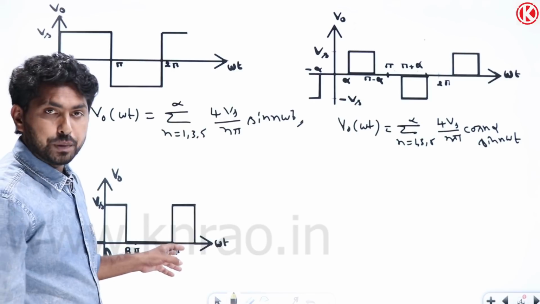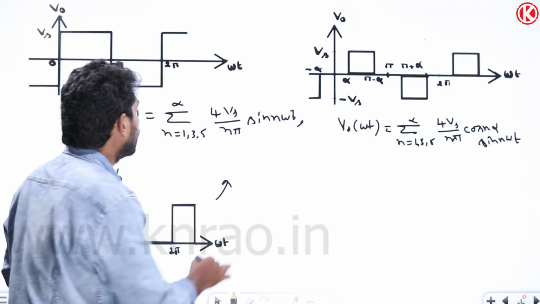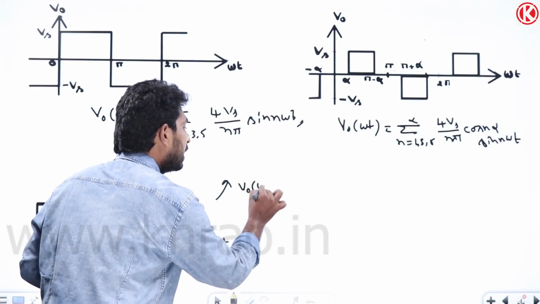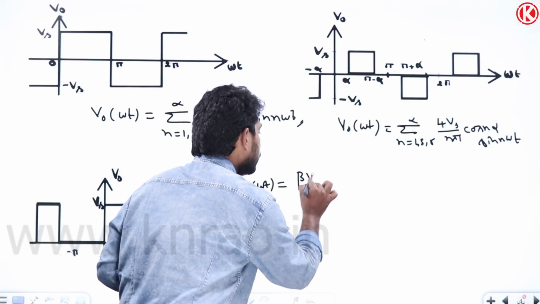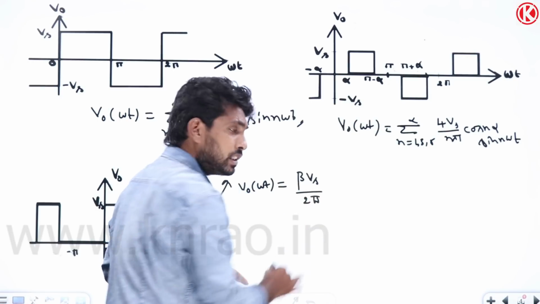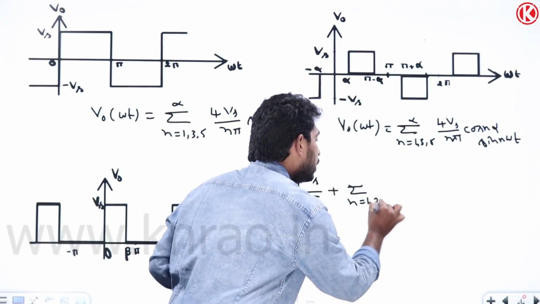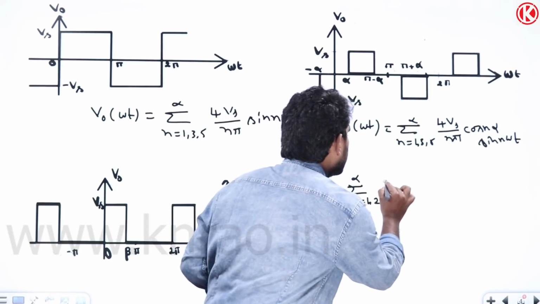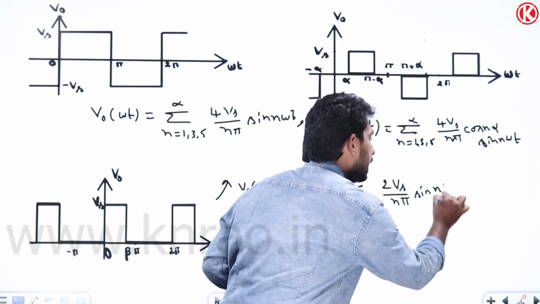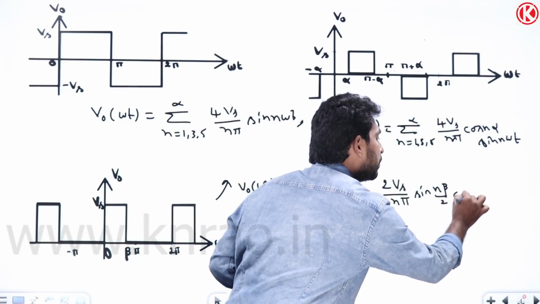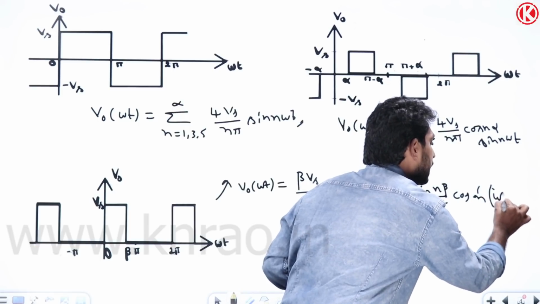And we need to write the expression for this, right? So what is the expression we got? We got the expression as V naught of omega t equal to beta Vs by 2 pi, plus sigma n equal to 1 to infinity, 2 Vs by n pi into sine n beta by 2 into cos n omega t minus beta by 2.